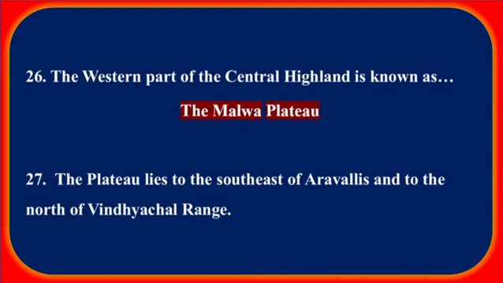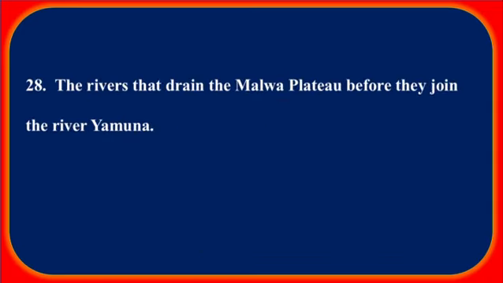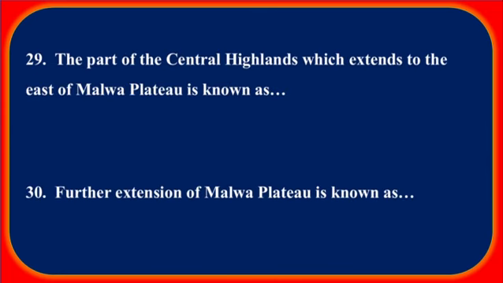The western part of the Central Highlands is known as the Malwa Plateau. The plateau lies to the southeast of the Aravallis and to the north of the Vindhya Range. The rivers that drain the Malwa Plateau before they join the river Yamuna are Chambal, Betwa and Ken. The part of the Central Highlands which extends to the east of the Malwa Plateau is known as Bundelkhand. A further extension is known as Baghelkhand.